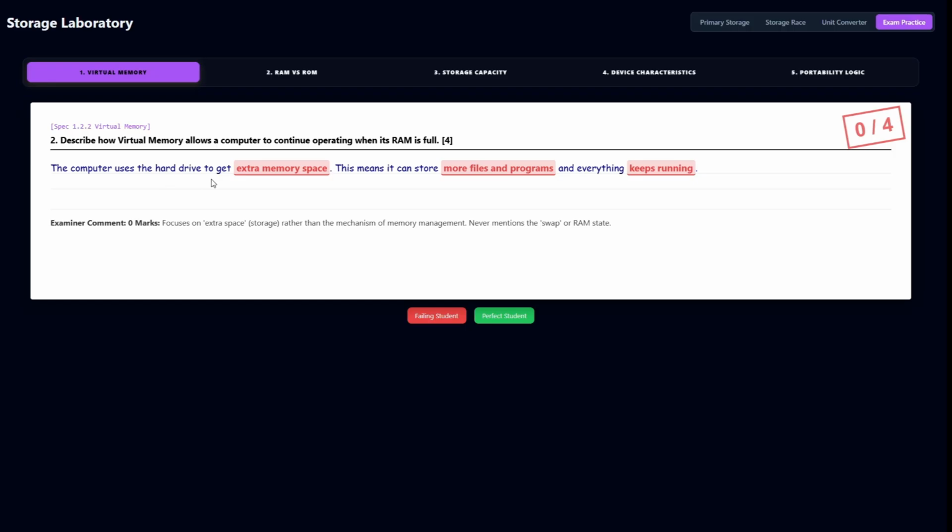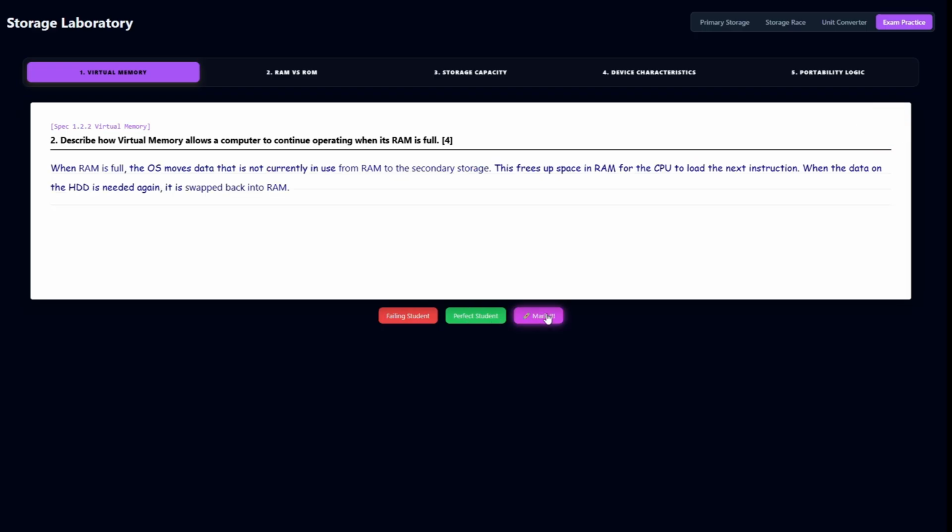The computer uses the hard drive to get extra memory space. This means it can store more files and programs, and everything keeps running. A lot of students talk about the need for virtual memory as if primary storage is full. We need to give a bit more detailed and technical answer. Can't be vague. This is extra storage space rather than the mechanism of memory management. You've got to talk about why it's needed. Never mentions the swap or RAM state.